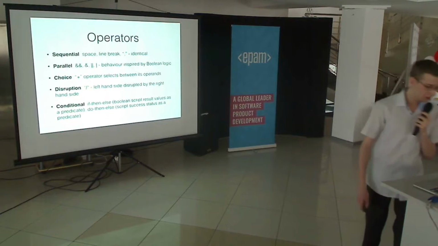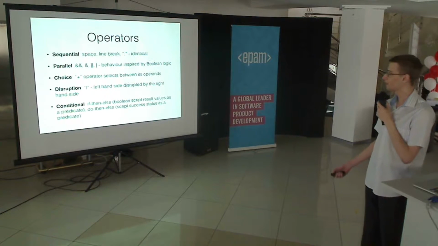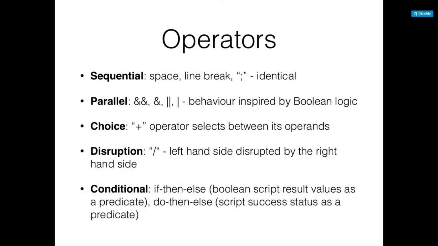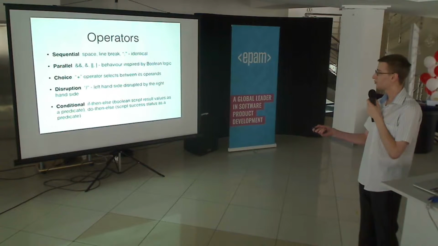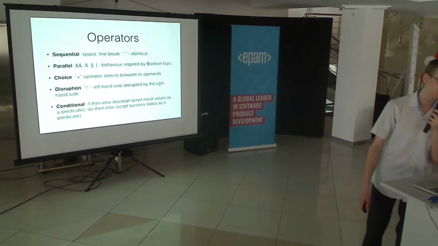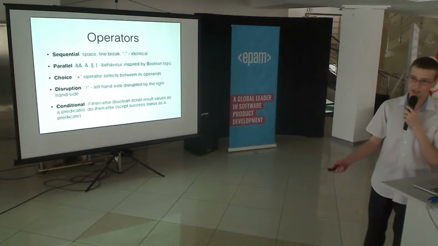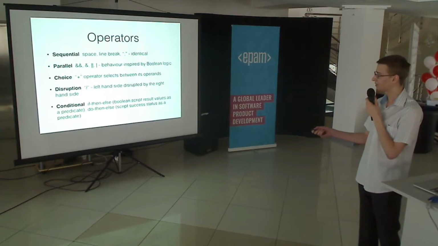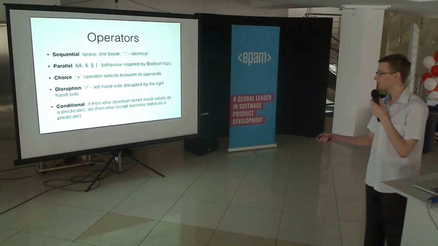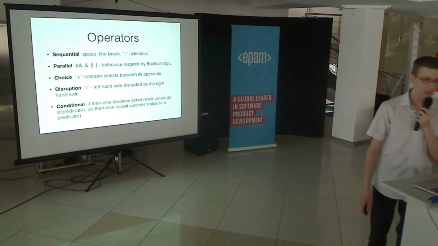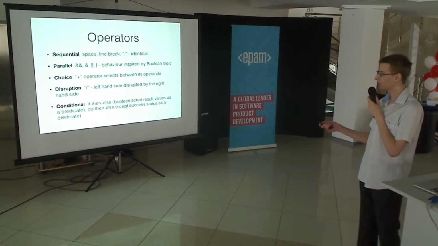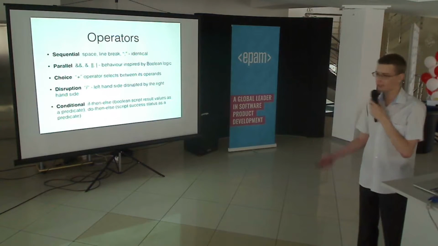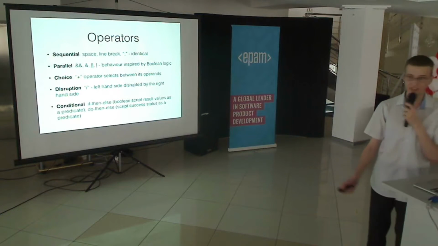So you have already seen this sequential operator that is a space in our hello world application. We have a bunch of other nice operators to allow various kinds of processes. We have 4 flavors of parallel operators that are inspired by Boolean logic. So basically a process can fail or succeed, and these states are analogous to Boolean true and false, hence 4 parallel operators. We have a choice operator which allows us to choose which particular operand to run according to some specified conditions. We have a disruption that allows the right-hand side operand to disrupt the left-hand side operand.